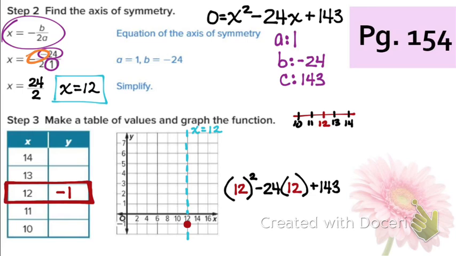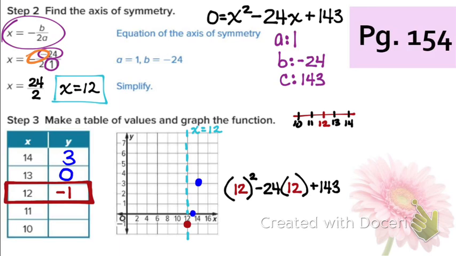What'd you guys get when you plugged 14 in? 3. So 14, 3, that would be right here. Wait, on number 13, I got 168. Ooh, check again. Plug it in again. Did I not do it right? You didn't put 13 in. You put negative 1 in. Oh. When you put 13 in the place of x, what do we get? 0. So 13, 0. It's going to be right here.